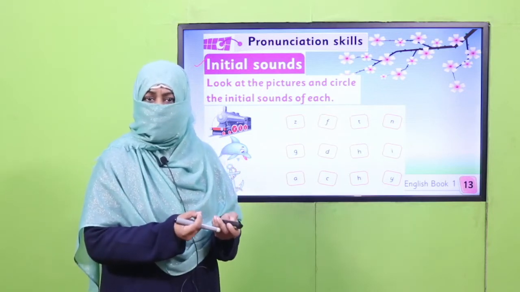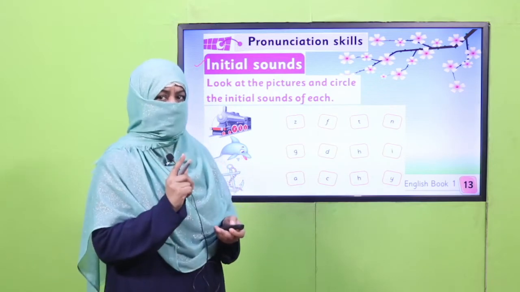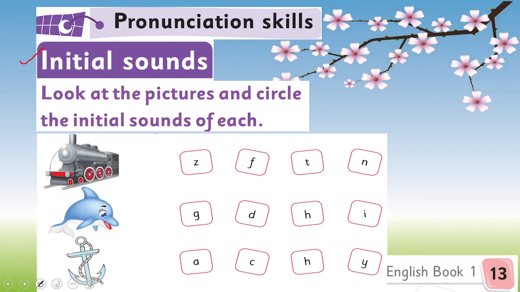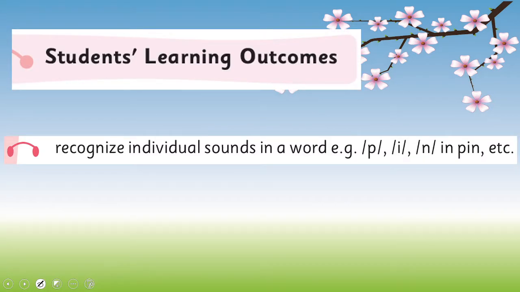But in a word, there are many sounds. There is not one sound. Initial sound we have already learned, and we will move further. After today's lecture, you will be able to recognize the individual sounds in a word. For example, p, i, n, pin. All right, this is today's SLO. You see, to say one word, there are 3 sounds. These are called individual sounds. Inshallah, we'll learn further in today's lecture.